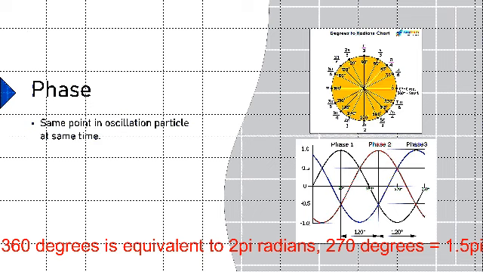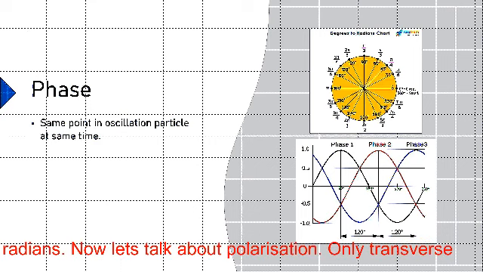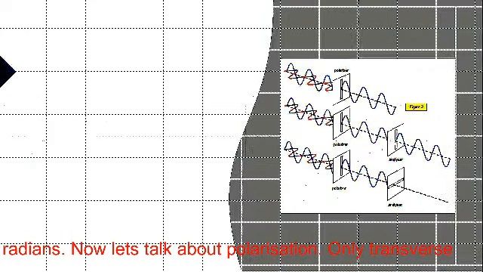270 degrees is 1.5 pi radians. 180 degrees is 1 pi radians. And 90 degrees is 0.5 pi radians. Now, that basically sums up phase.